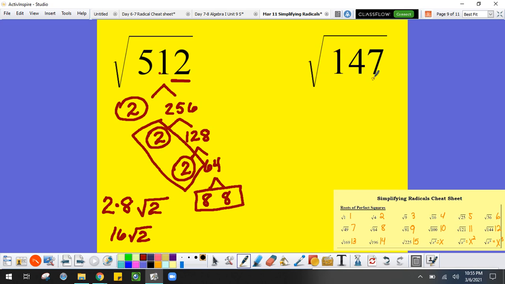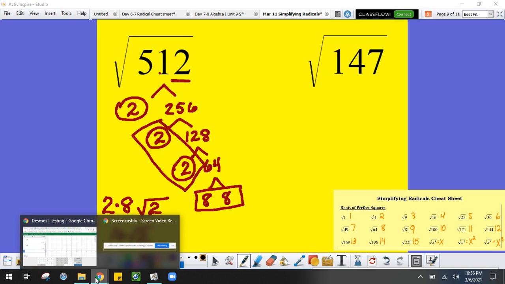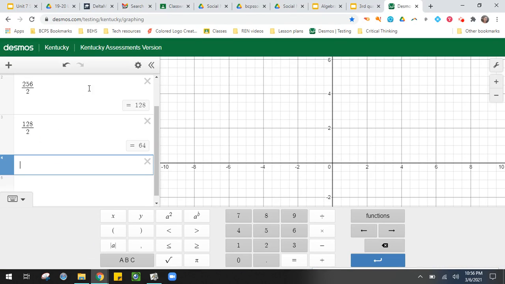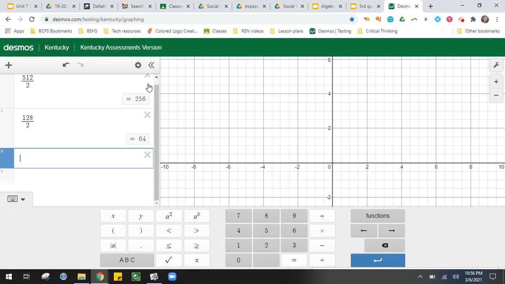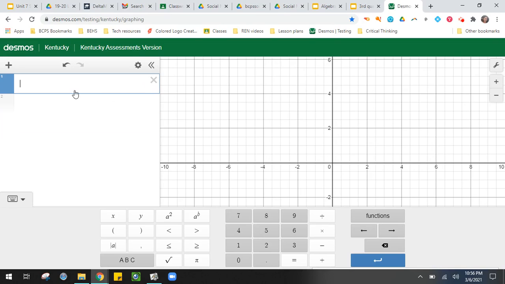Now let's look at 147. This one's a little bit harder because 147, that's not an even number. So it won't divide by 2. I'm going to try to divide it by 3. So I'm going over to my calculator and I'm going to see if it'll divide by 3 and see if I can get that factor tree going because my brain is not thinking in square roots. So 147 divided by 3.